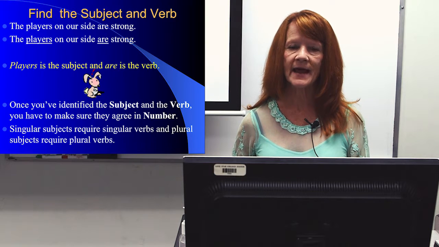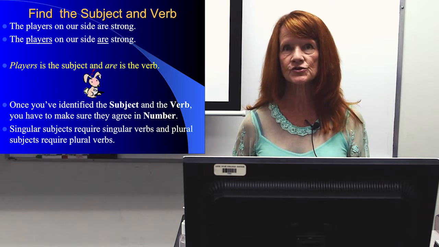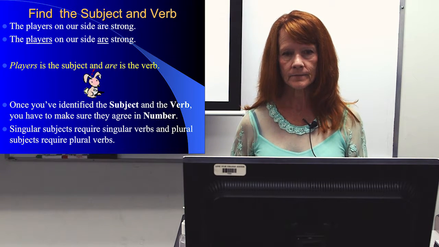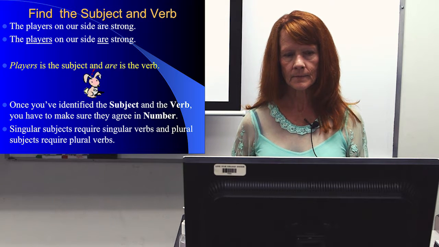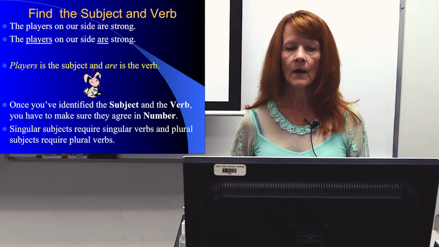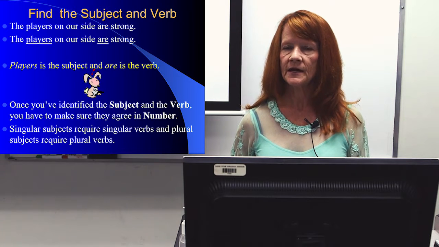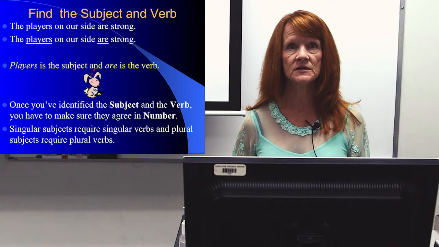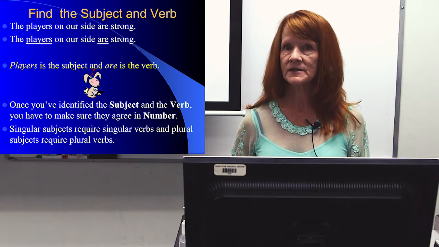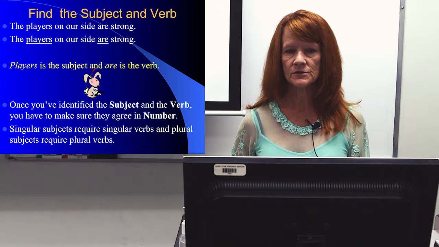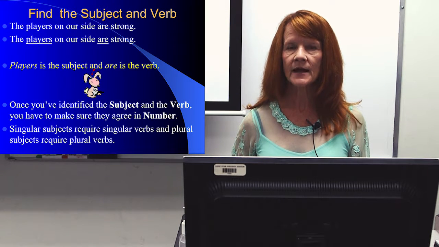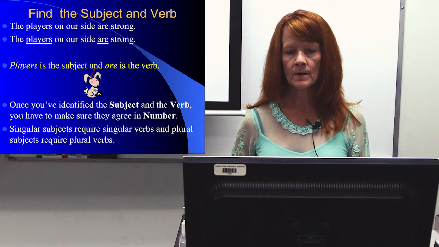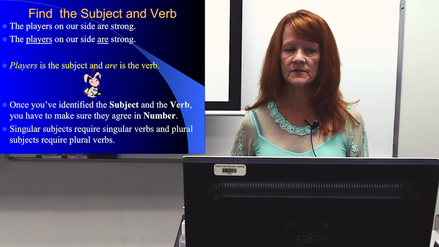Okay, find the subject and the verb in this sentence. The players on our side are strong. Are would be the verb. Even though it's not an action verb, it is a verb of being, which means it's a verb that states the subject is in existence. What's in existence? The players. Are is the verb, players is the subject.